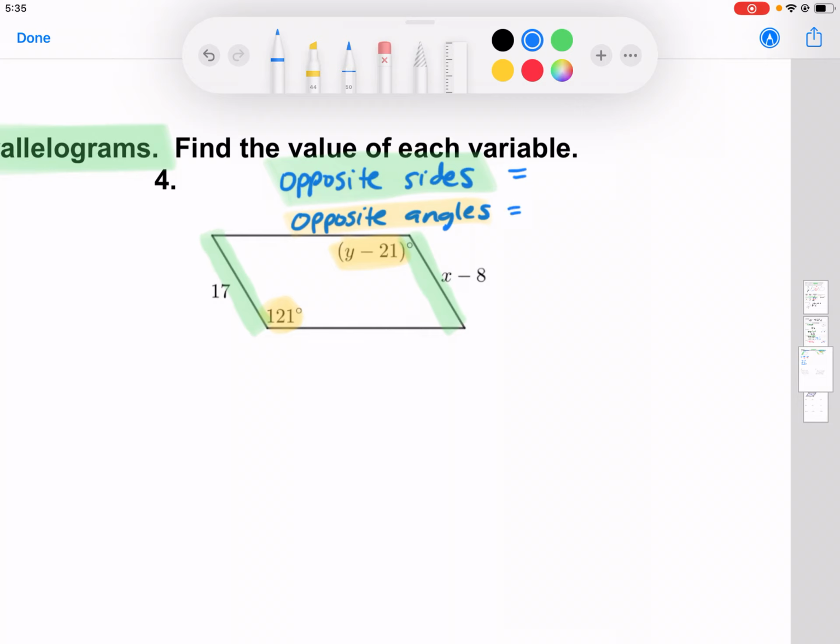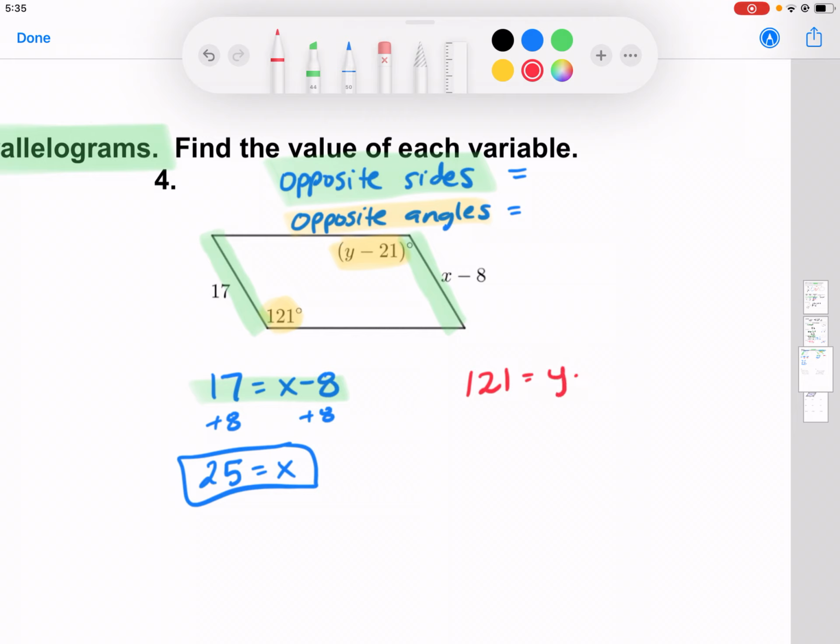For both of these, we're going to set them equal to each other. The first one, I'll do 17 is equal to x minus 8. That was for the opposite sides. All you have to do is add 8 to both sides, and you end up with 25 is equal to x. So that's x. Let's do our opposite angles now. We have 121 equals y minus 21. Just like before, you add that 21 over and you get 142 is equal to y, and you're done.